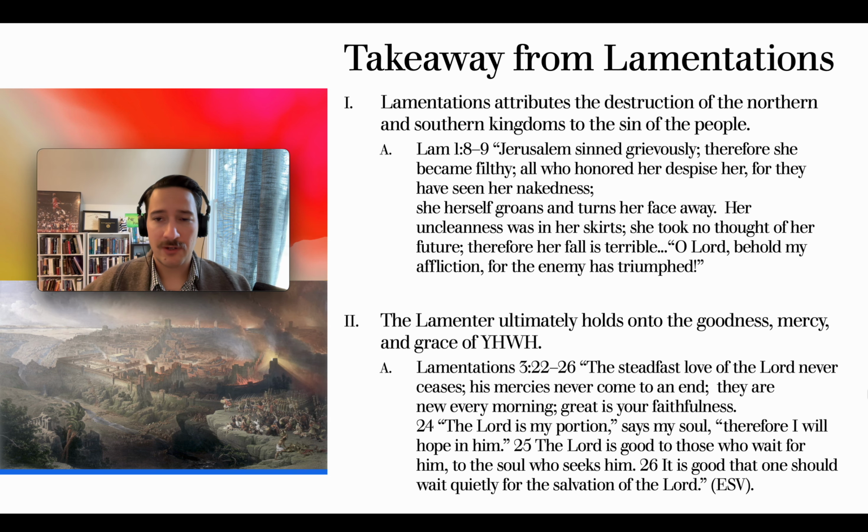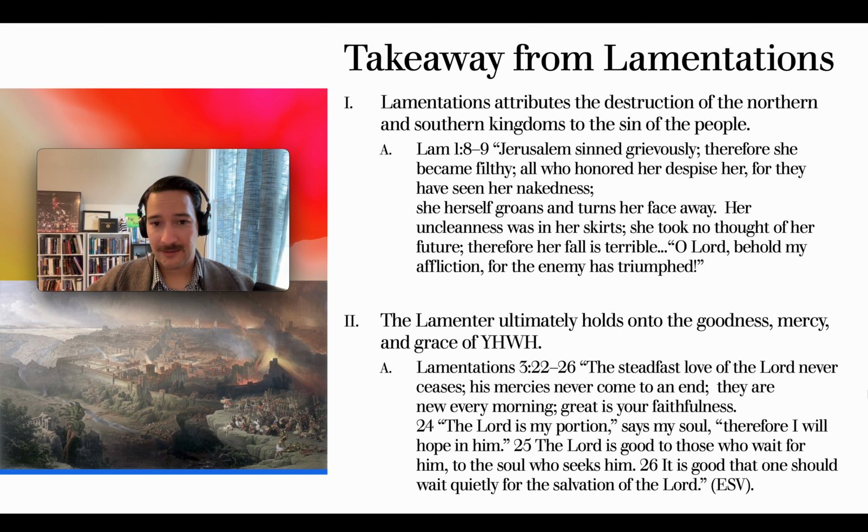Big picture, Lamentations attributes the destruction of the northern and southern kingdoms to the sin of the people. Full stop. Lamentations 1: Jerusalem sinned grievously, therefore she became filthy. All who honored her despised her, for they've seen her nakedness. She herself groans and turns her face away. Her uncleanness was in her skirts. She took no thought of her future, therefore her fall is terrible. O Lord, behold my affliction, for the enemy has triumphed. Essentially, the author compares Jerusalem to a prostitute, and because of that, she's been destroyed. He talks about the northern kingdom in the same way, but it is unquestionably because of the idolatry and sin of the northern and southern kingdoms that they've been destroyed.